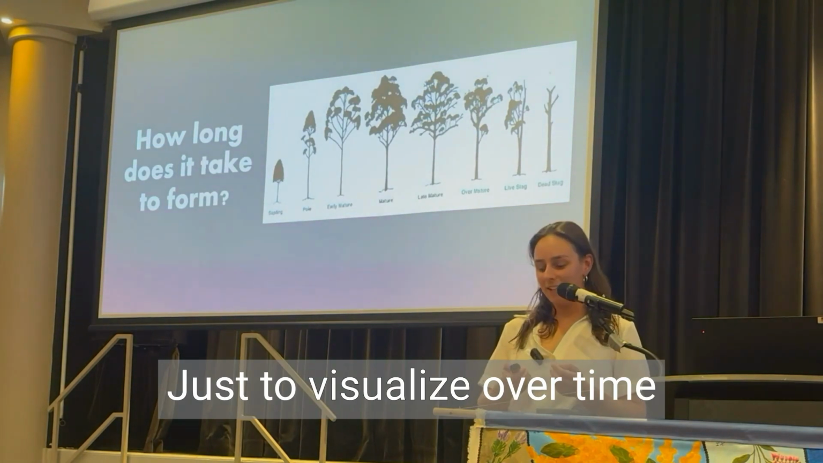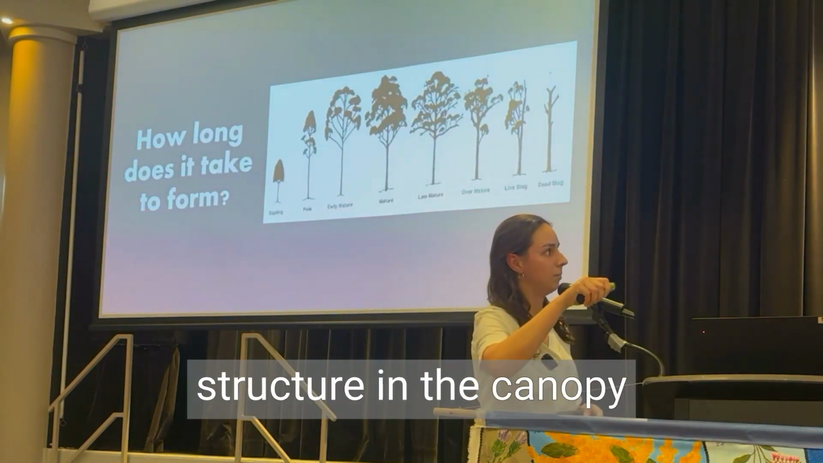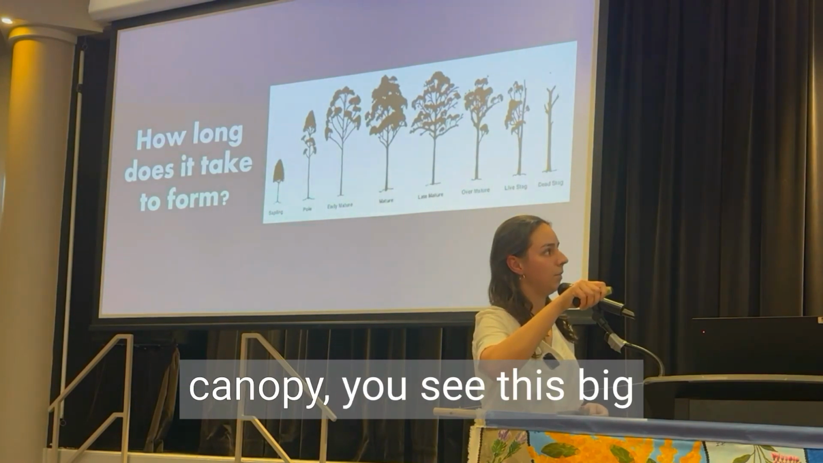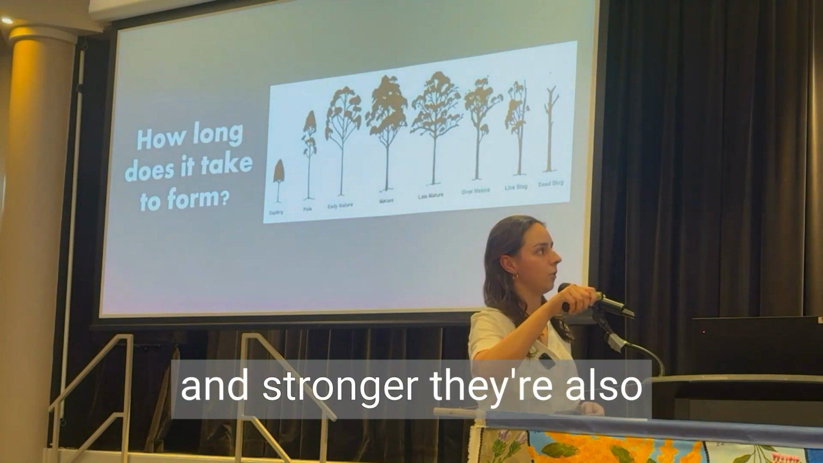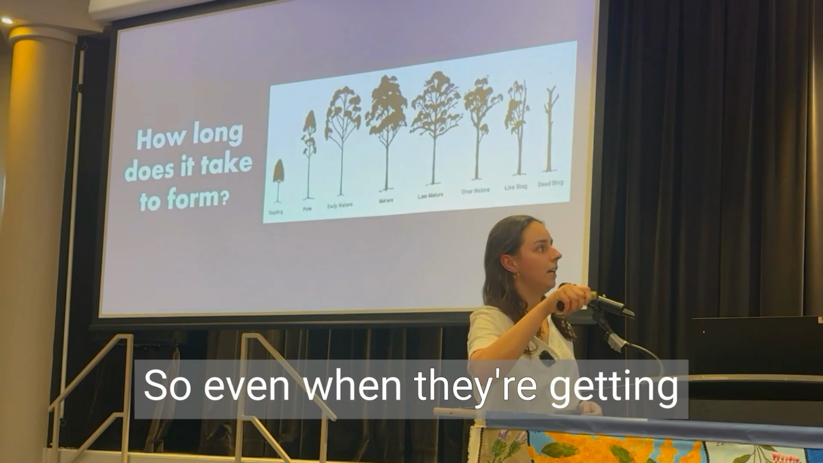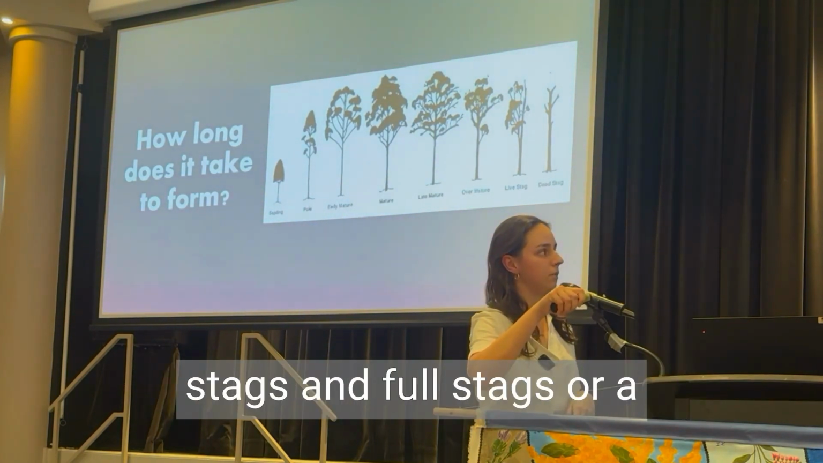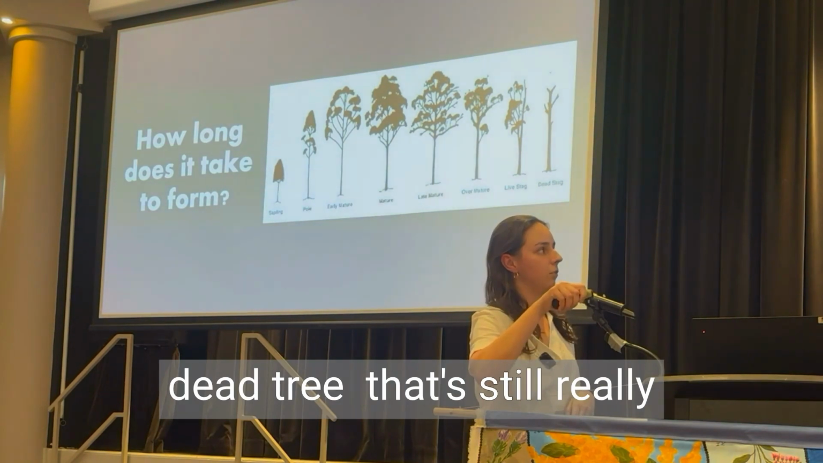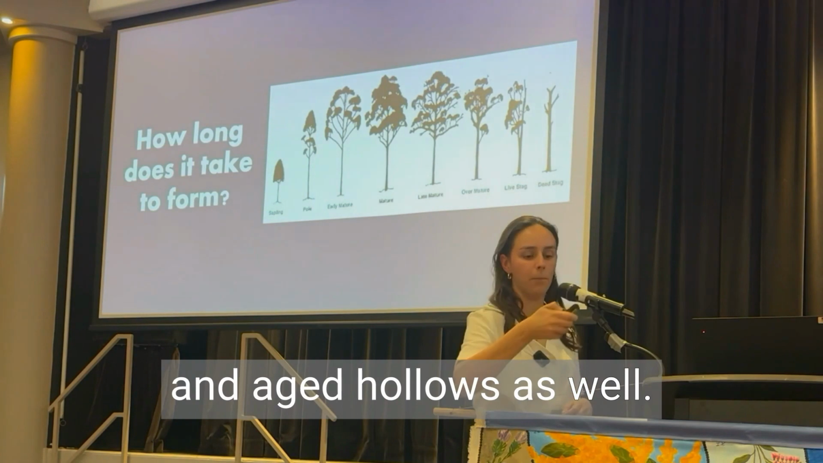Just to visualize over time, once we get these structures in the canopy and we have this mature canopy, you see this big change happen where as the branches get thicker and stronger, they're also starting to form the hollows. So even when they're getting towards the end of their life and they become half stags and full stags, so a dead tree, that's still really important, having these sized and aged hollows as well.